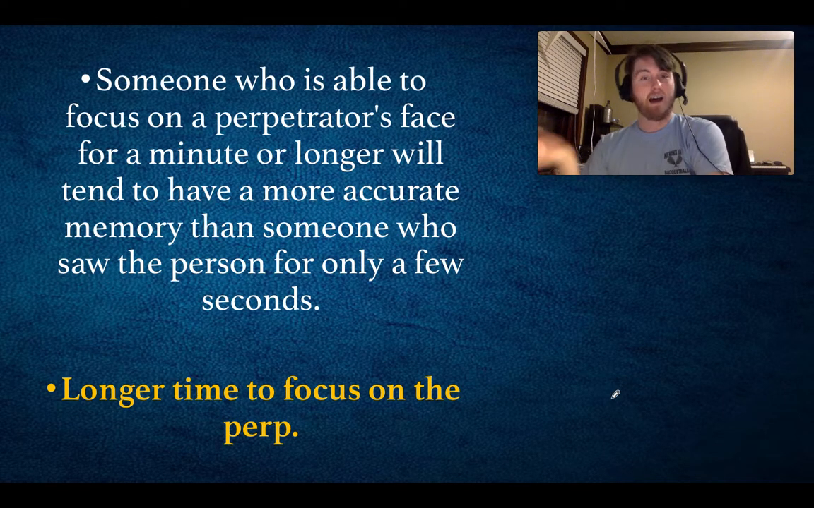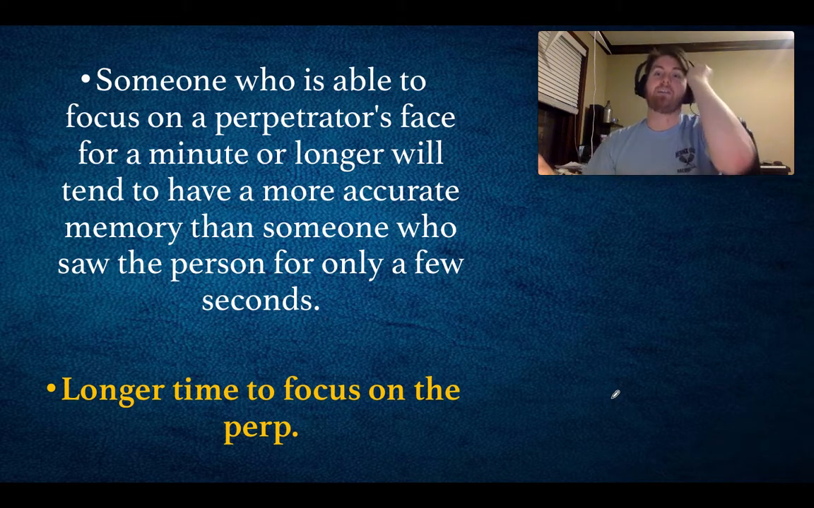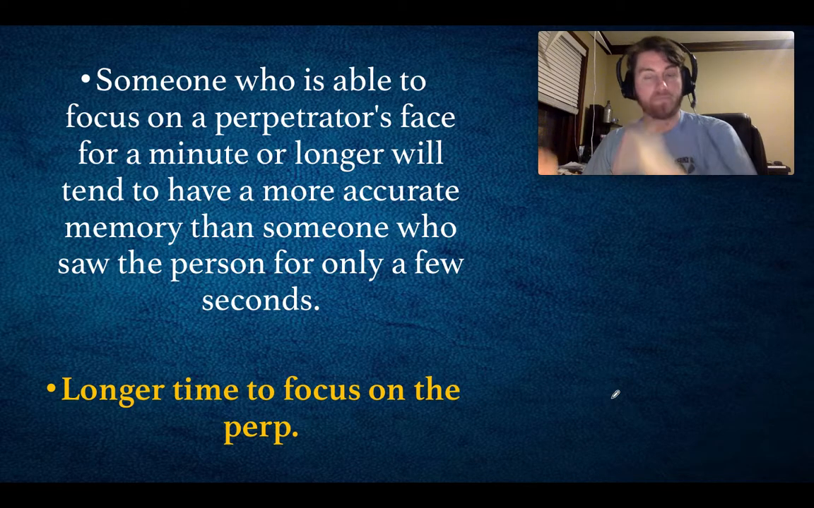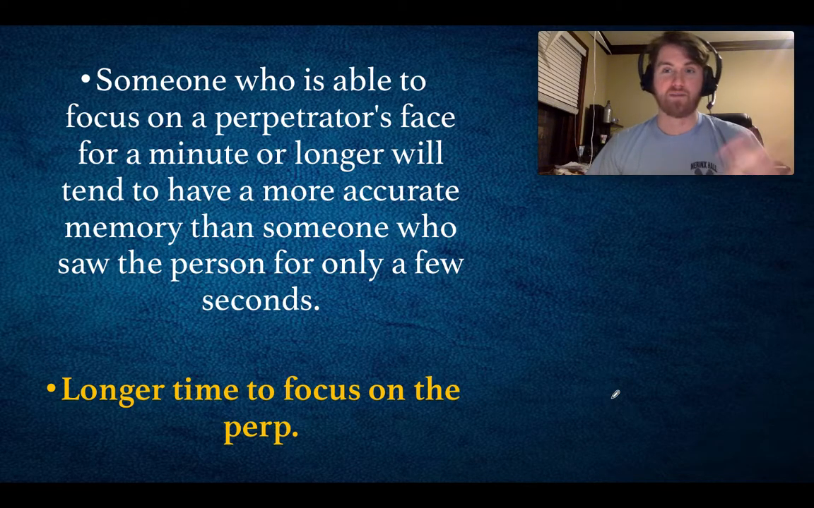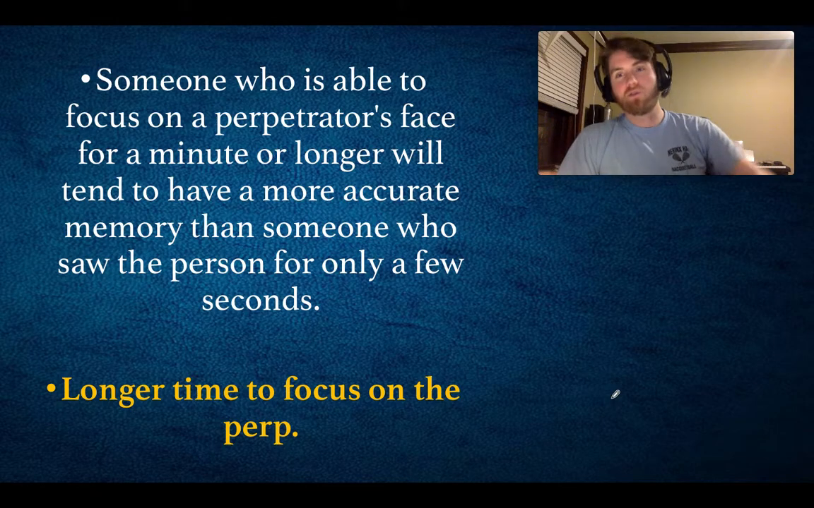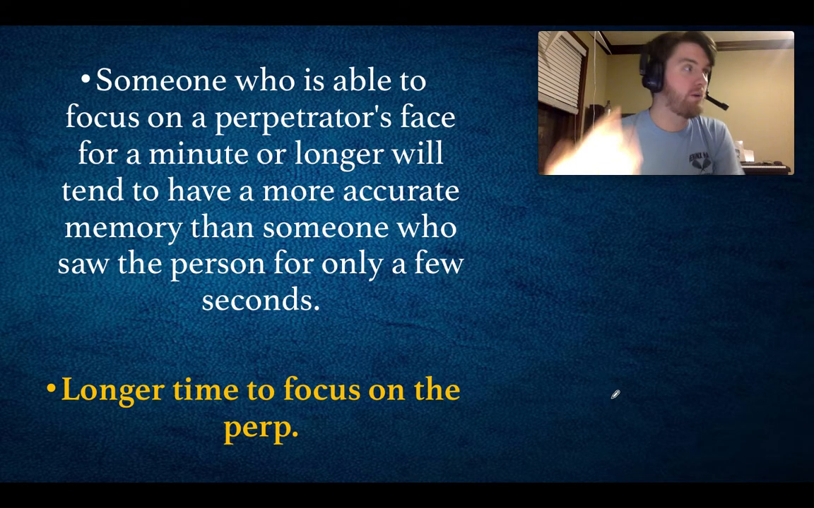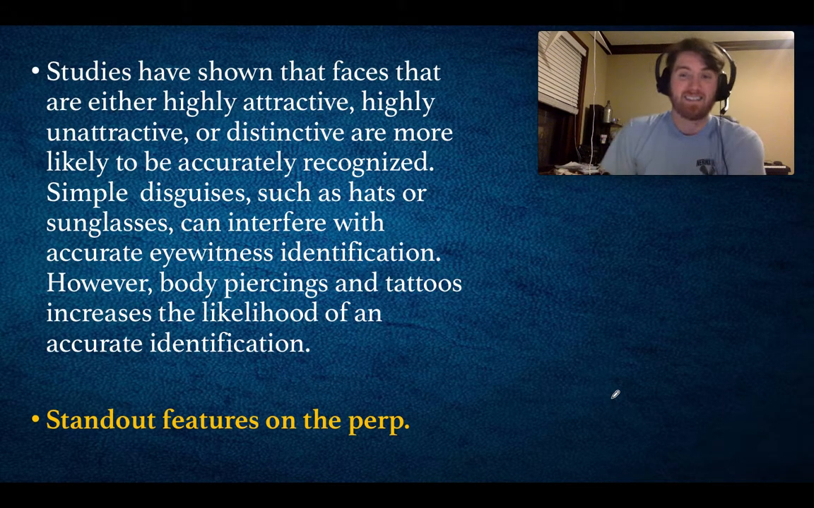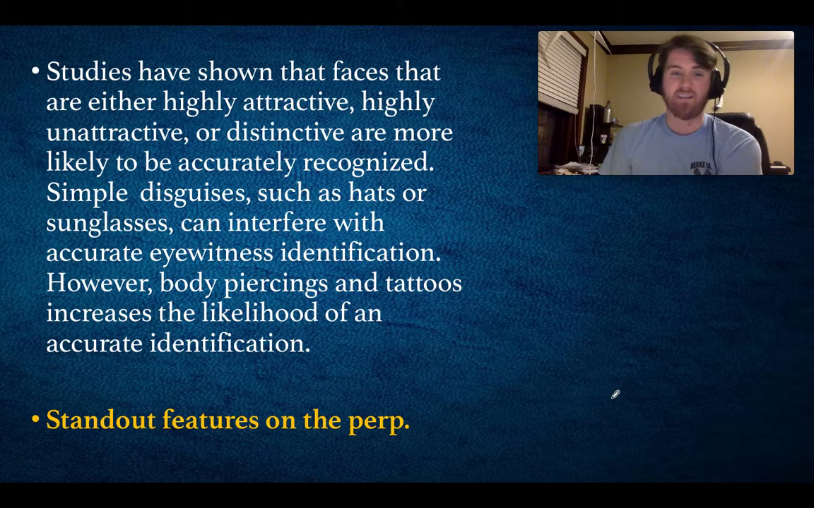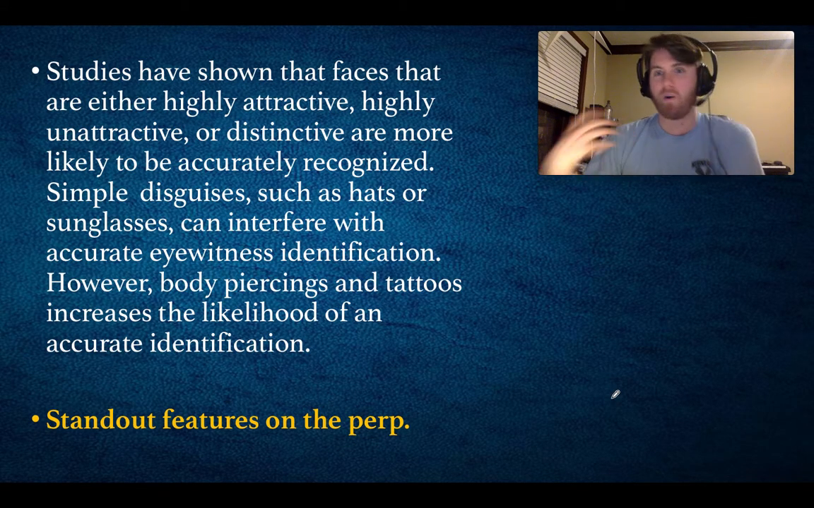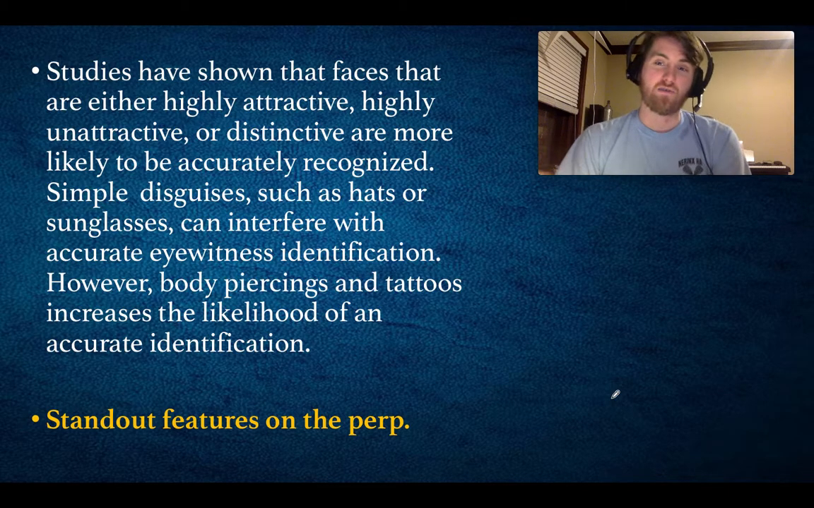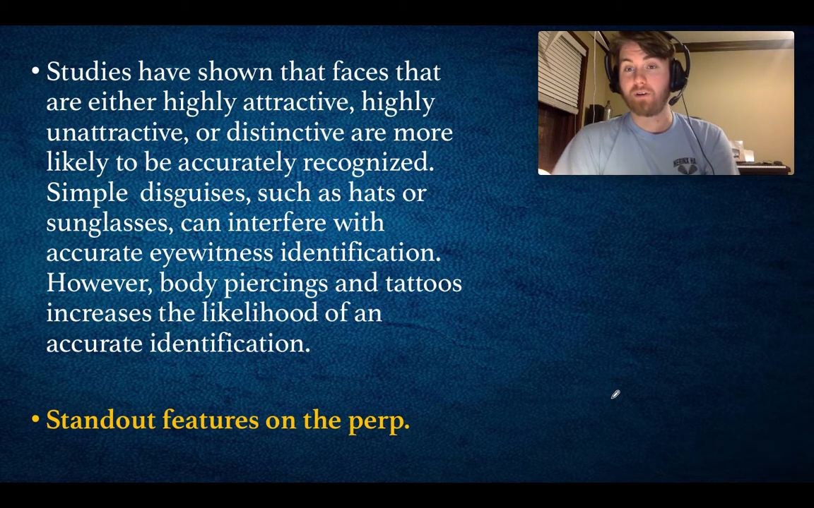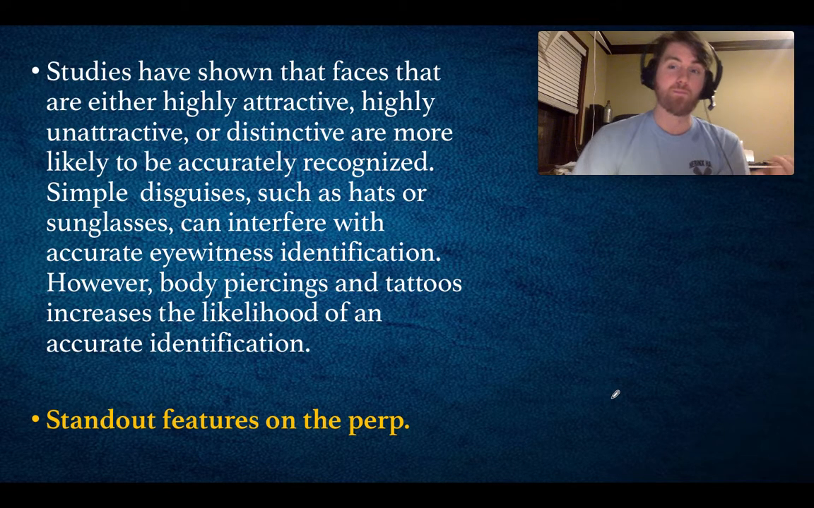Then finally, time is always one of the big ones that my students like to say. Mr. Tate, if I look at someone for 30 minutes, if someone kidnaps me for hours on end, then yeah, you're going to be much more likely to focus on that perpetrator than originally. And then finally, standout features. So this could be hats, sunglasses, tattoos, piercings, birthmarks. Anything that's striking to you about a person can influence you based off their physiological effect.